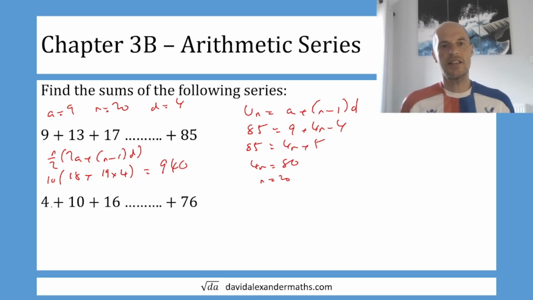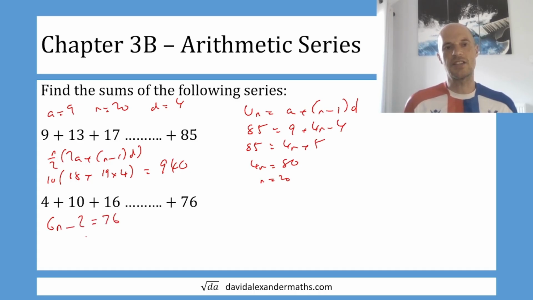Okay, again, these sequences are quite, well, it's a series because we've got the addition sign here, but if it was just the values 4, 10, 16, we can easily work out the nth term. We could have done this at GCSE, going up in sixes, so that's 6n take 2. I'm going to set that to 76, so therefore 6n is 78, and 78 divided by 6 is 13.